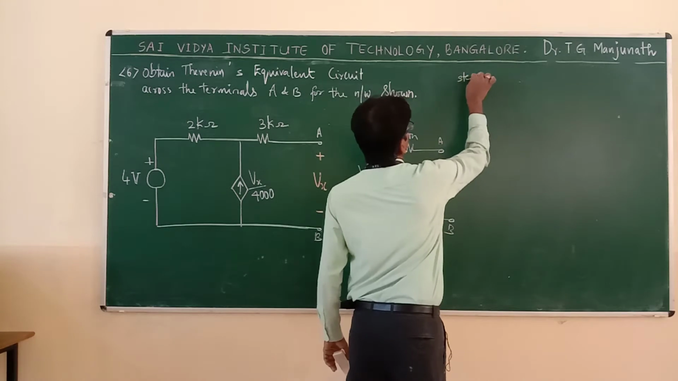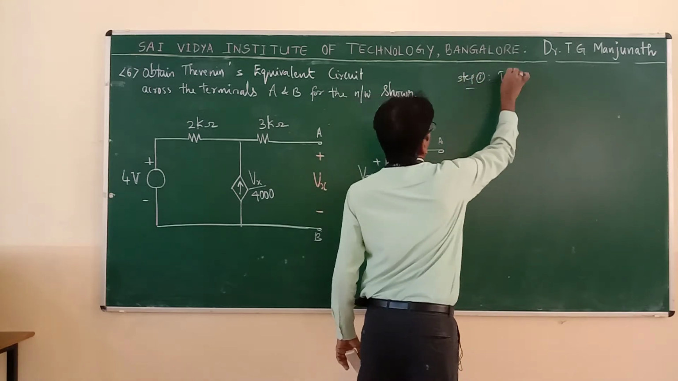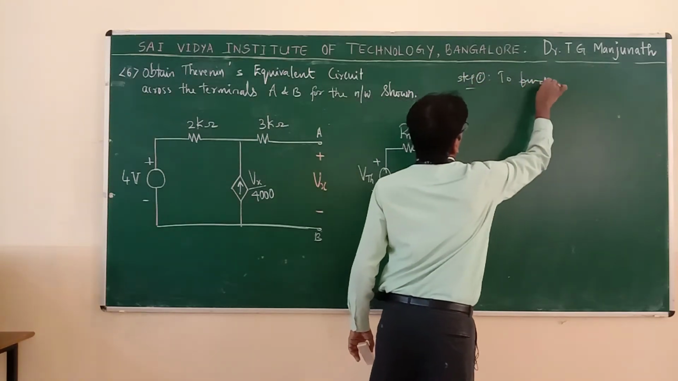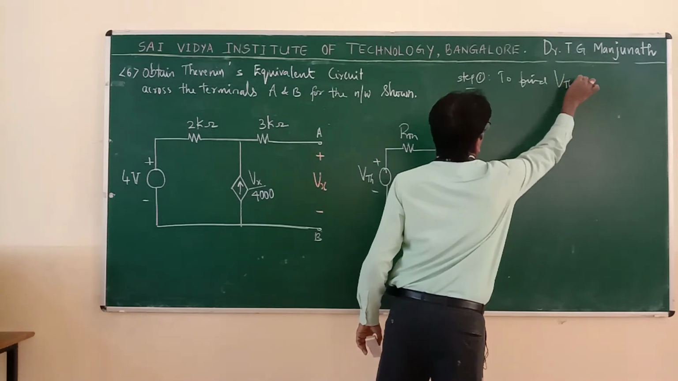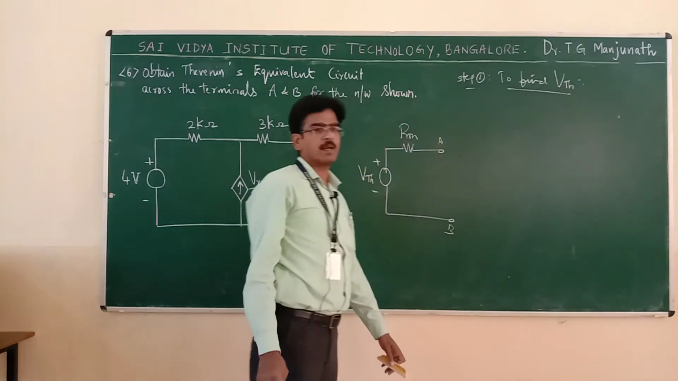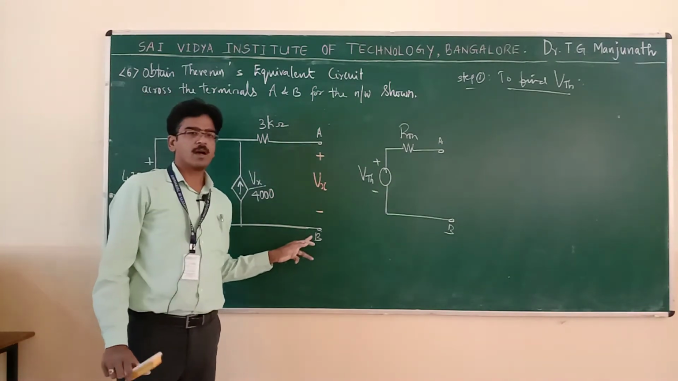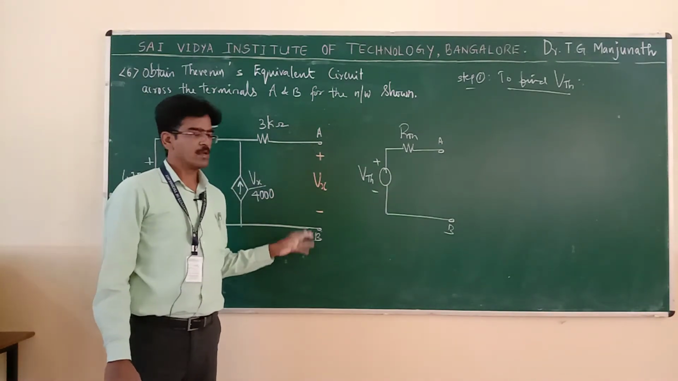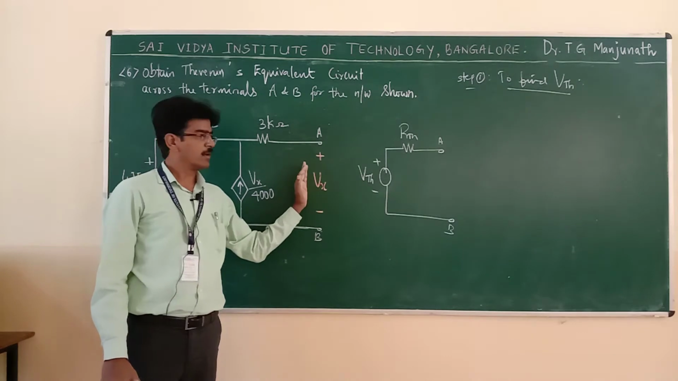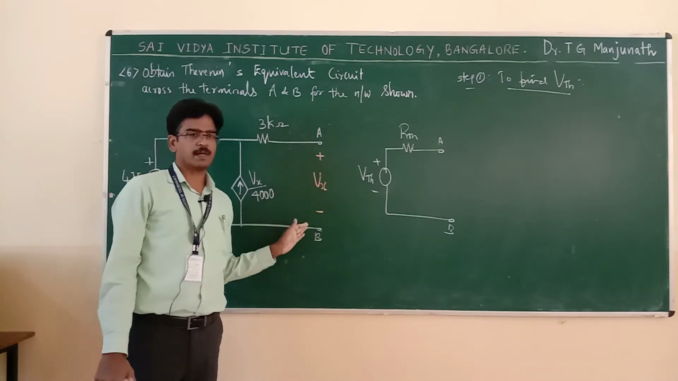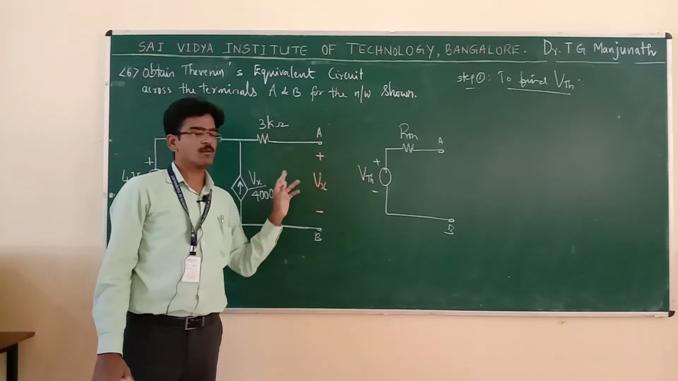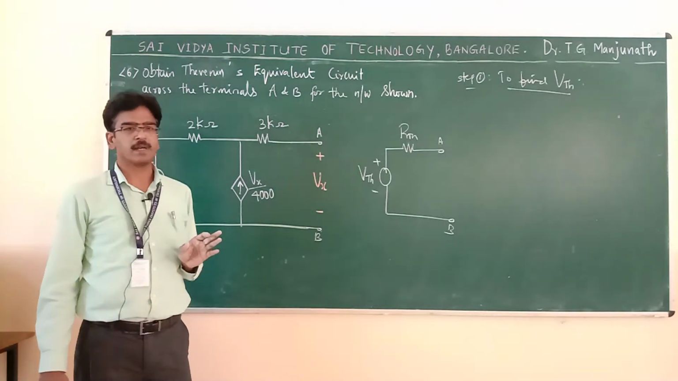So, step 1, to find V Thevenin. What is V Thevenin? V Thevenin is nothing but the open circuit voltage across the load terminals. The load is not given in the problem, and the open circuit is already created. So I just have to find the open circuit voltage across A and B.